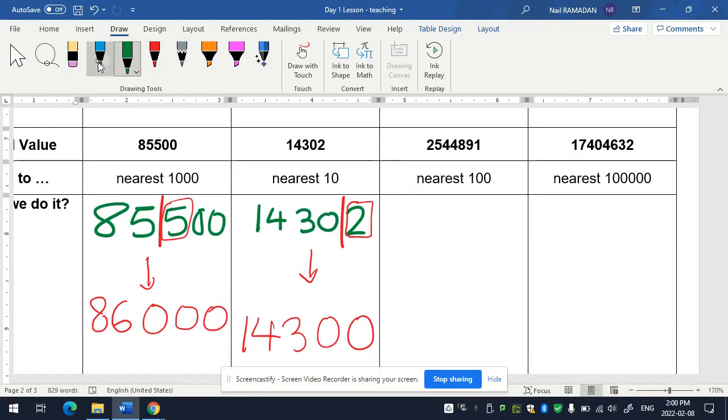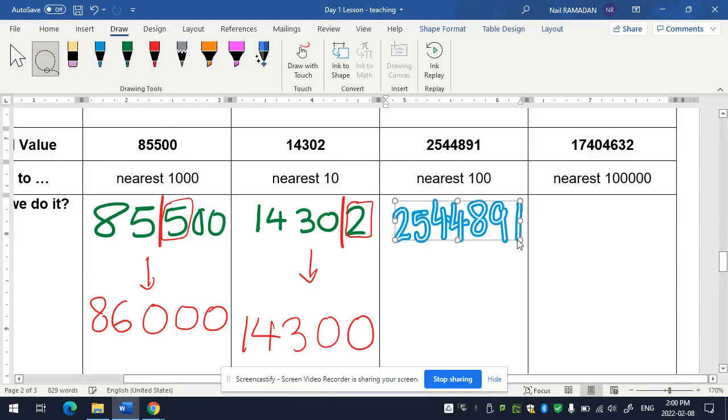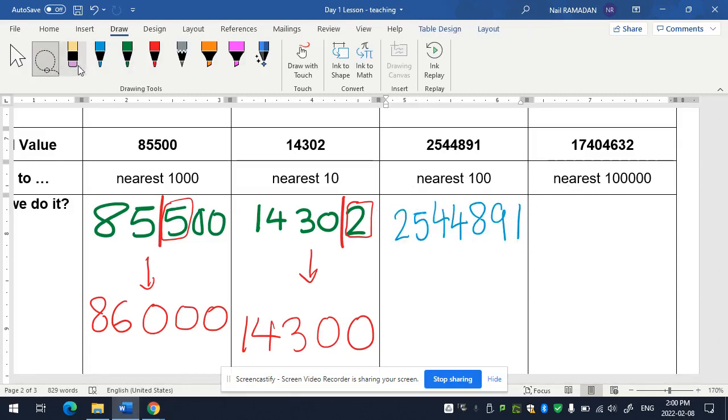Next, I've got to go blue this time. 25,448,91. Let me compress the number a little bit. Yep. This is an amazing machine. I love it.